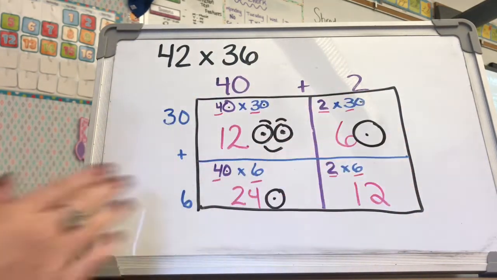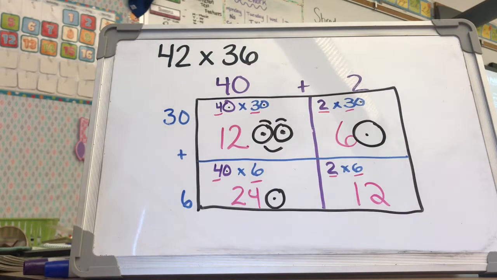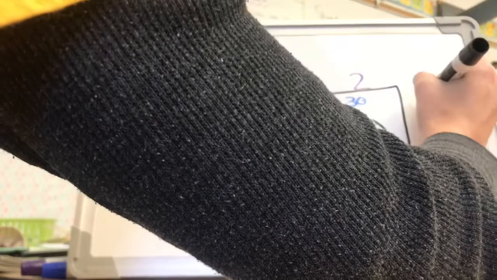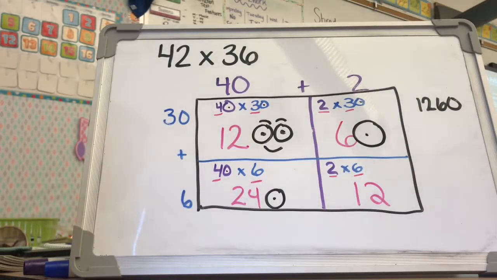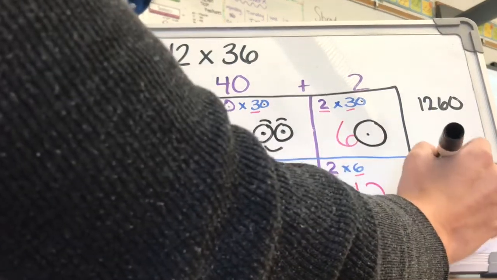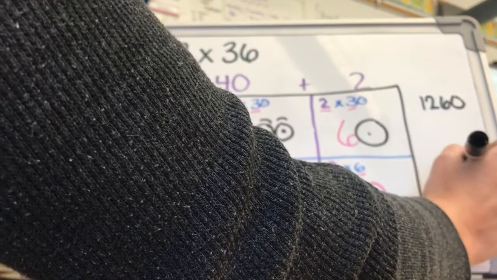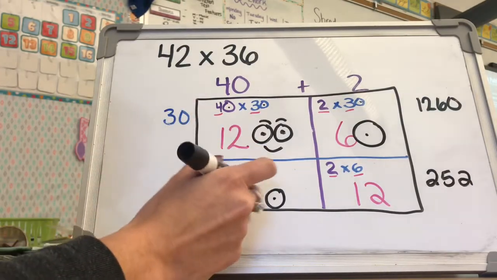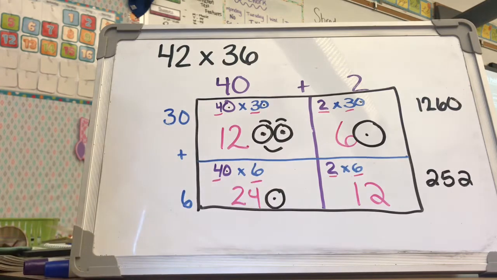Now that we have our area model filled in, we want to add on the side. So we want to take our 1,200 plus our 60 and get 1,260. Then you want to take your 240 and add your 12. If you need to write it out, that is okay as well. So 240 plus 12 gives us 252.